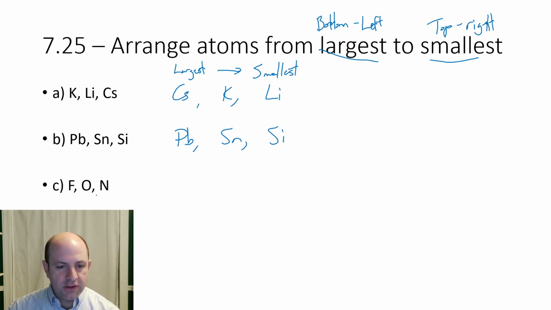Now we have fluorine, oxygen, nitrogen. Now these ones are all in the second row. They're left to right. So here the largest will be the ones farthest to the left because they have the fewest protons. The smallest ones will be farthest to the right. So the largest one farthest to the left is nitrogen. Then comes oxygen. Then comes fluorine because that's farthest to the right. So if you just, again, apply these two principles, you can get any of these problems done pretty easily.